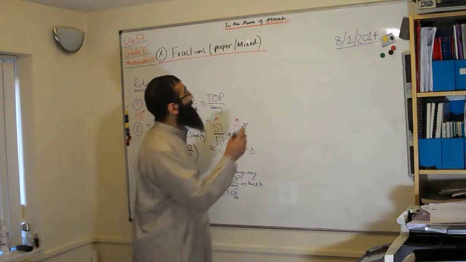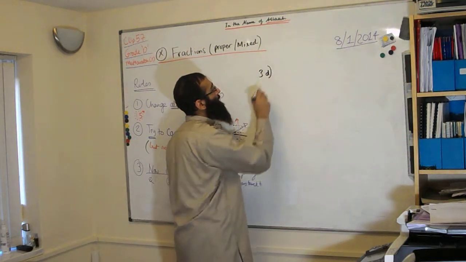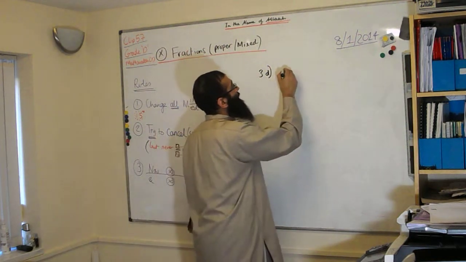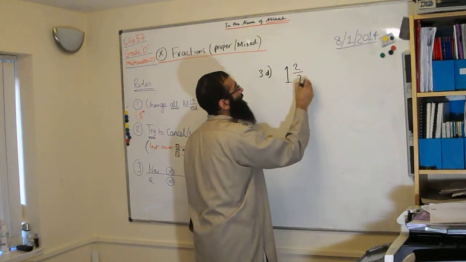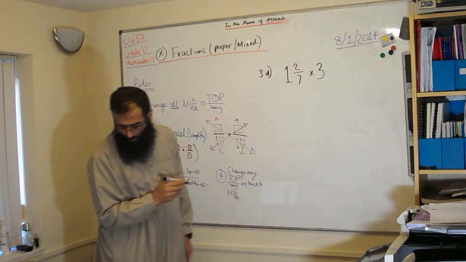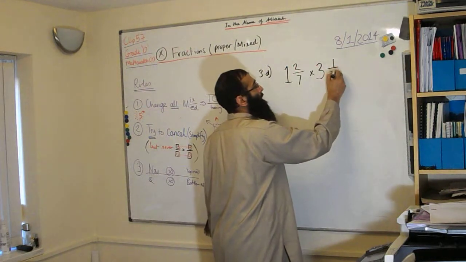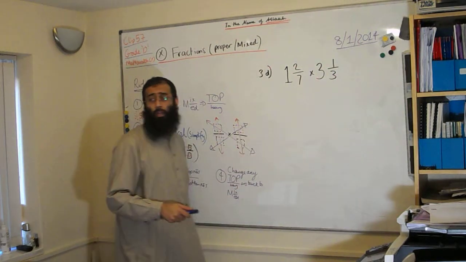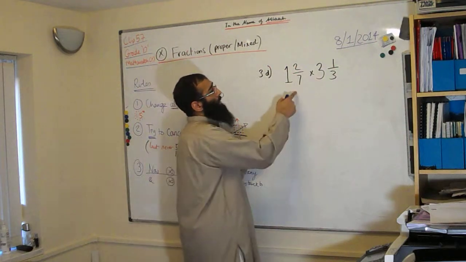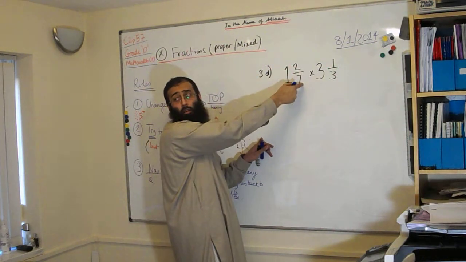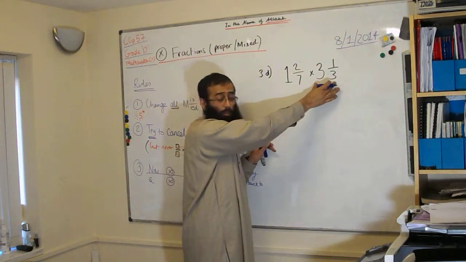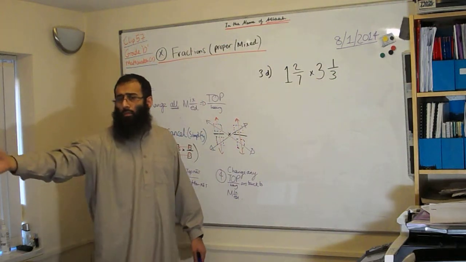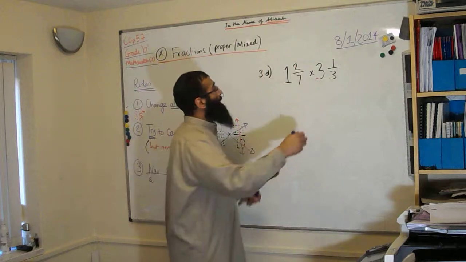Okay, question 3D. We have here 1 and 2/7 times by 3 and 1/3. Okay folks, let's have a look at this question over here. What type of fraction is this called? This is called a mixed fraction, and this one is also called a mixed fraction. So if we have mixed fractions, we need to change them into top heavy first.